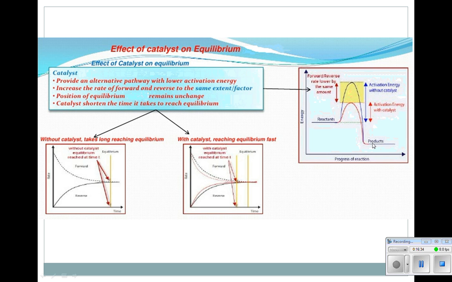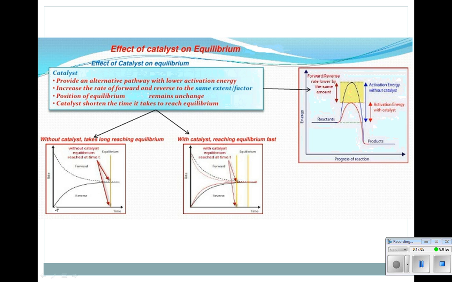But look what happens also with my reverse. Reactants have to gain this much without a catalyst, or this much with one. So both the forward and the reverse activation energies are going to be lowered, which means it's going to increase the rate of both of them by the same extent. So the position of equilibrium remains unchanged, and the catalyst is going to shorten the time it takes to reach equilibrium for both.